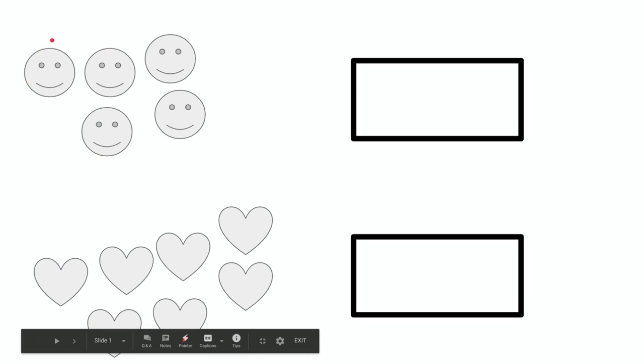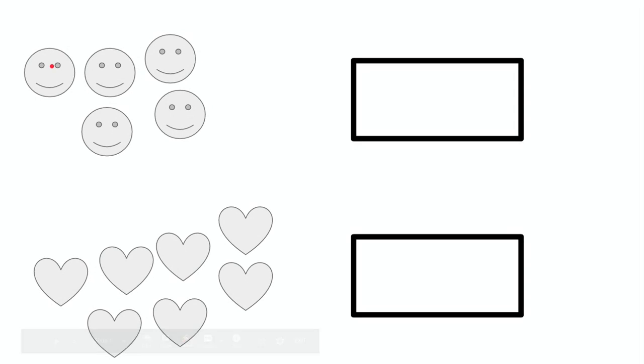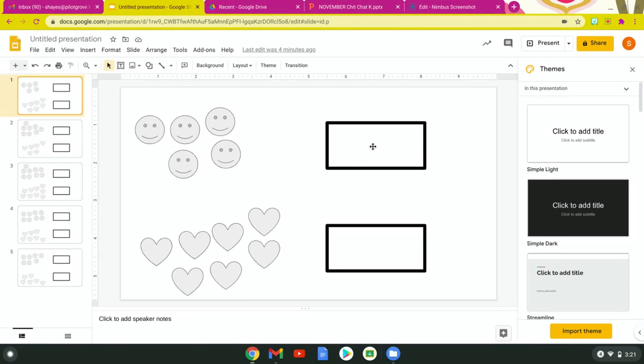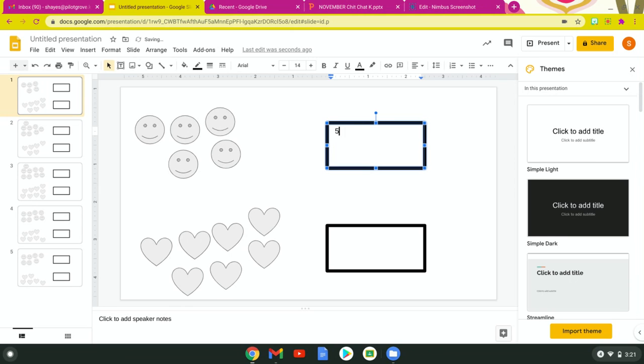So I'm going to count here, and I see how many smiley faces do I have. 1, 2, 3, 4, 5. I have 5 smiley faces. So in this box right here, I'm going to type a number 5 to show that I have 5.